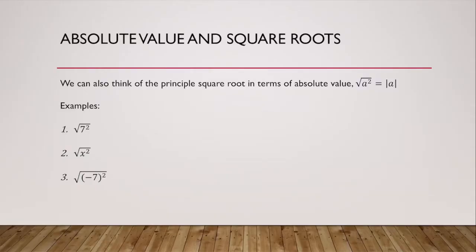We can also think of the principal square root in terms of absolute value. So if I have the square root of 7 squared, that's just going to be the absolute value of 7, which is 7. If I have the square root of x squared, that's going to give me the absolute value of x, regardless of whether x is positive or negative. And if I have the square root of negative 7 squared, we could take negative 7, the absolute value of that, and I would get a positive 7.